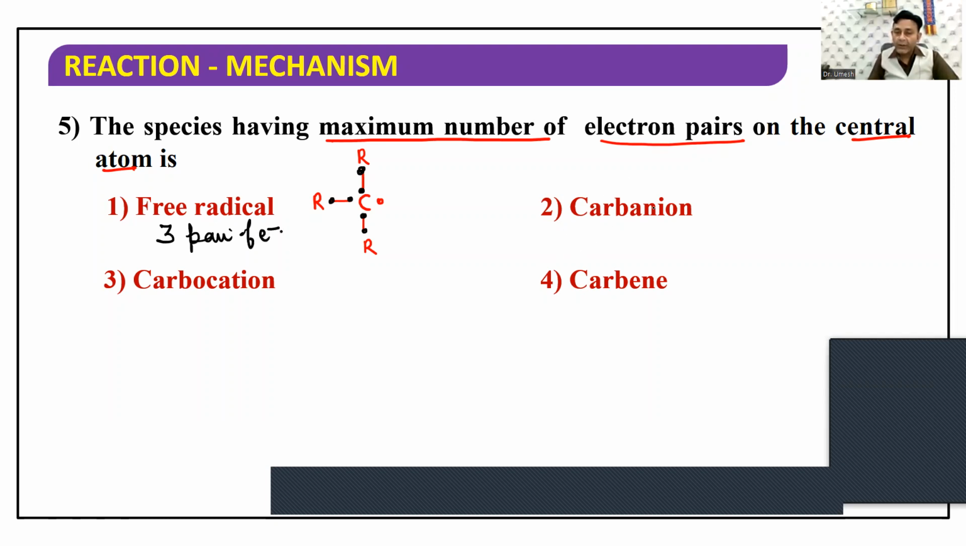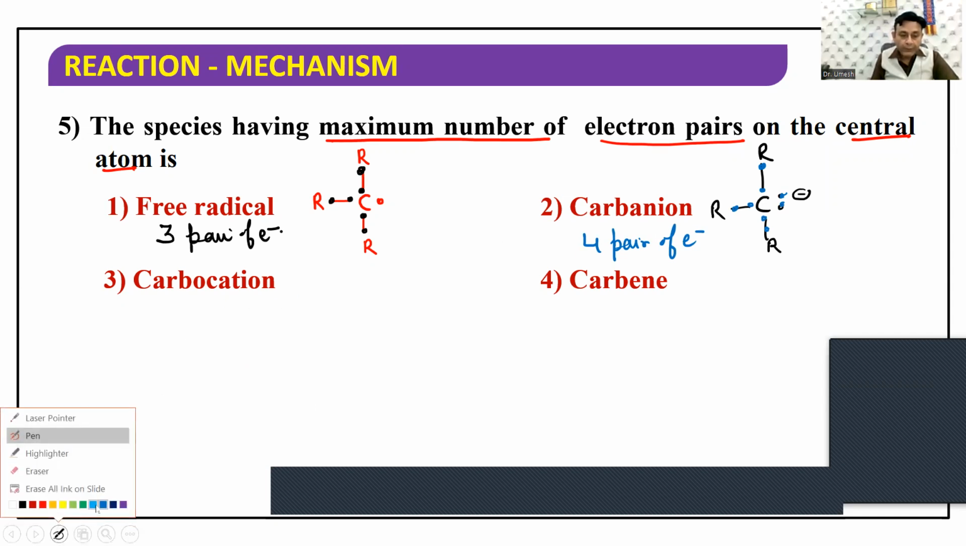Similarly, now we draw the carbanion. We know this thing. A carbanion has a negatively charged carbon atom with 8 electrons in the outermost shell. And on the central atom, if you count the number of electron pairs, 1, 2, 3, and 4. So we have 4 pairs of electrons. So let us count in the other 2 options also.